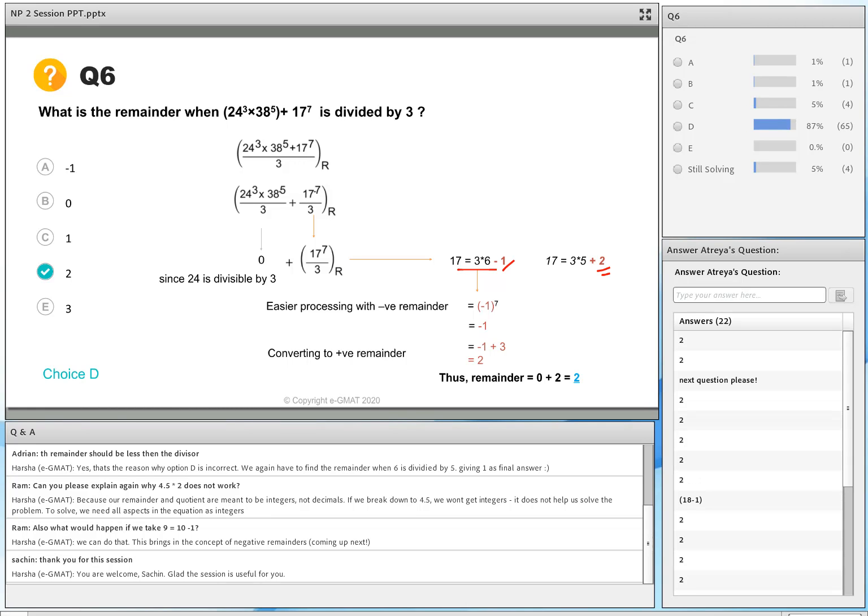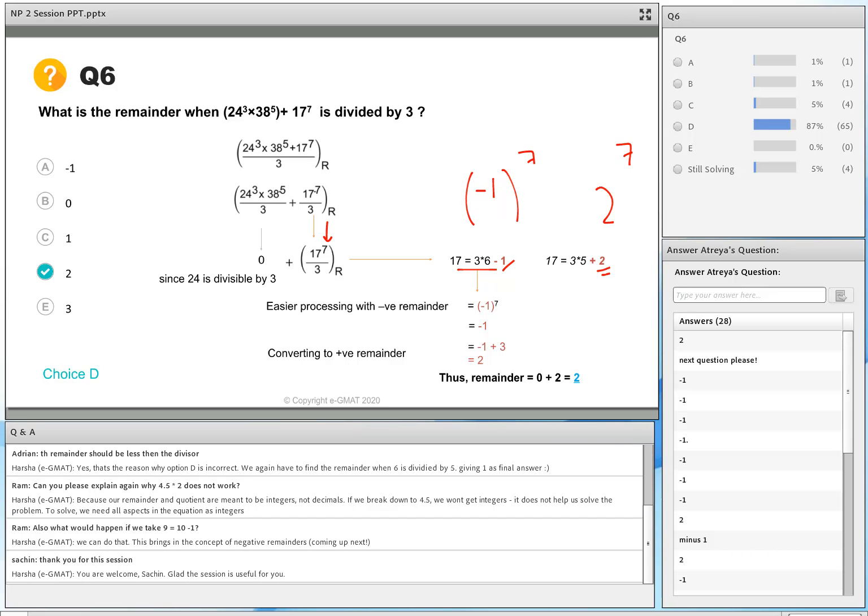Now, which one to choose? Shall I choose -1 or shall I choose +2? I know that I have to bring in the power at a later stage, and I have the power as 7. What do you think is more easy to calculate, -1 to the power 7 or 2 to the power 7? Put in your answer in the short answer poll. Is it 2 or -1? It's definitely -1, right?